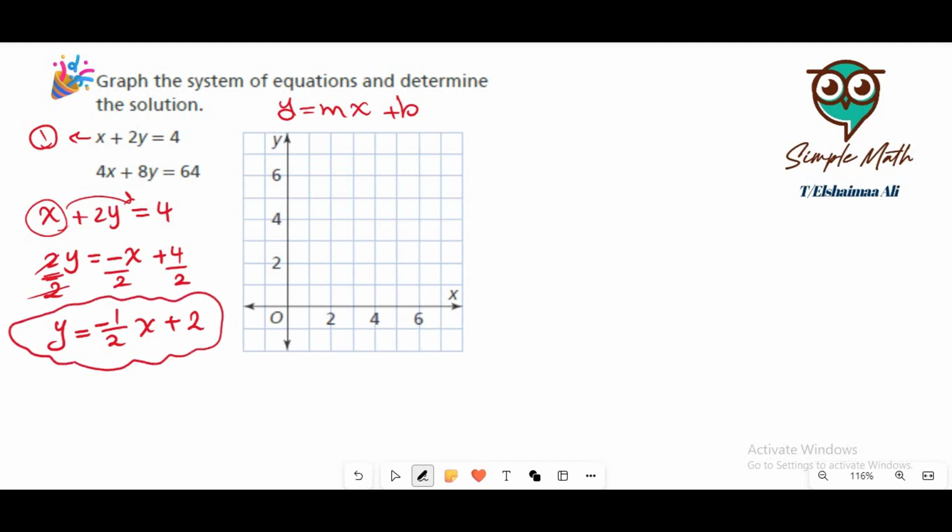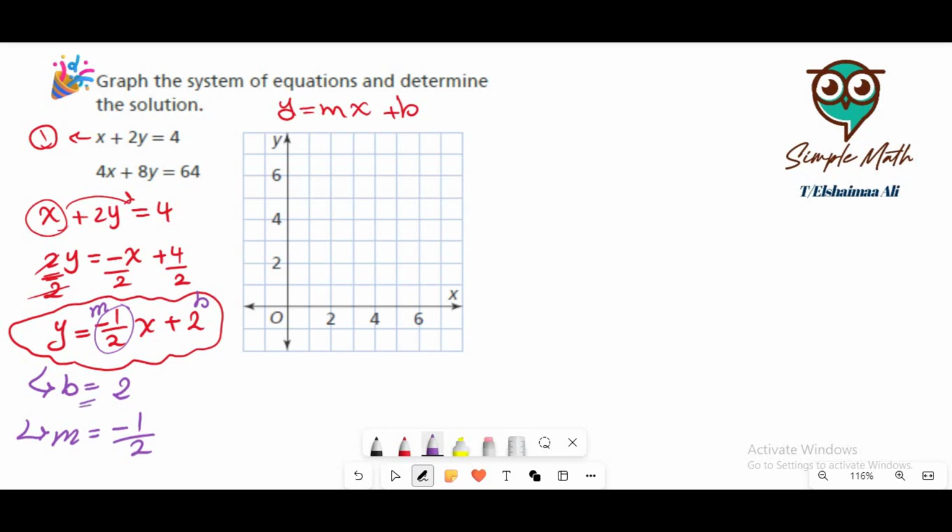We want to graph it. To graph this linear equation, we need 2 points. We need to get b, and b is the y-intercept, and also we need to get m, and m is the slope. B is the y-intercept, it means that it is my starting point. B is equal to 2, and the slope is equal to negative 1 over 2. The slope is very important because it helps me to know how to move on the graph. So let's start with b.